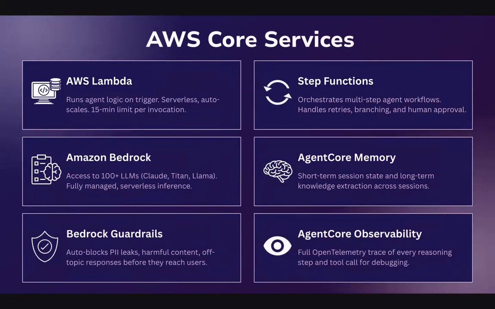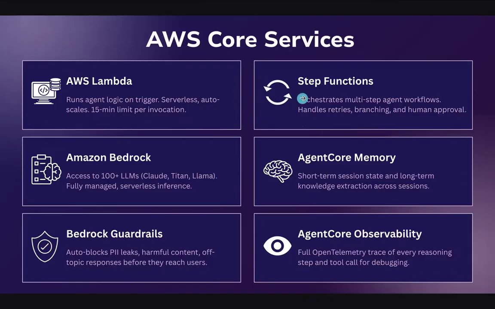For the AWS core services, now let's look at the specific AWS services that power a serverless agentic workflow. It's not just one service, it's a set of services, as you can see in the slide. AWS Lambda is the computing engine. It runs agent code whenever a message arrives, scales automatically, and executes tool calls during the agentic loop. It has a 15-minute maximum runtime per invocation, which is an important limitation we will come back to later.